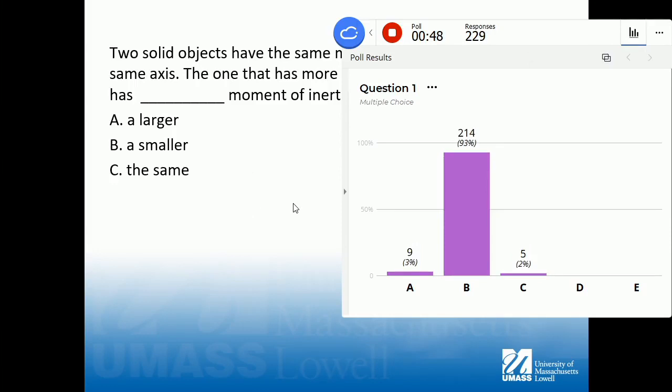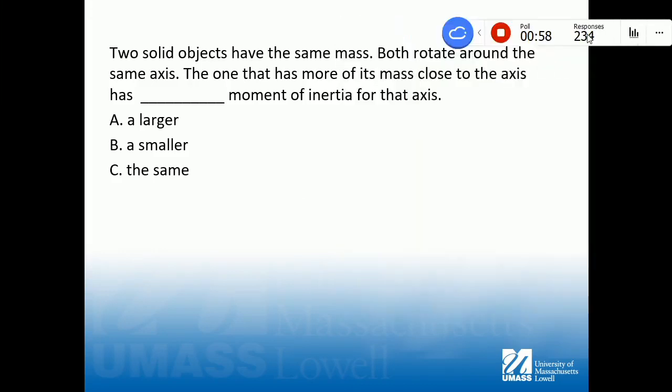Right, closer to the axis of rotation, less inertia. Further away from the axis of rotation, more inertia. Okay? I'm going to close this, so please click something.